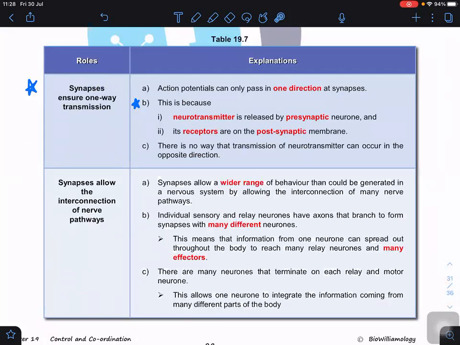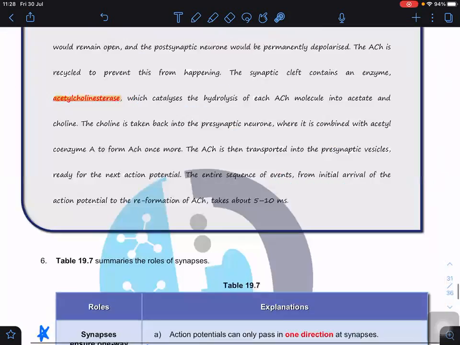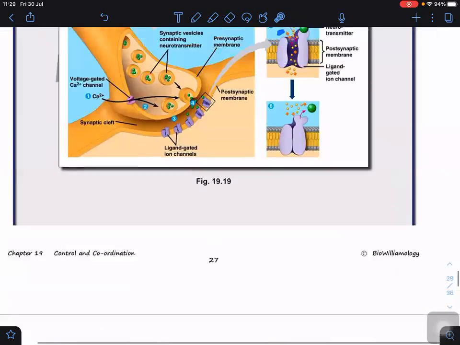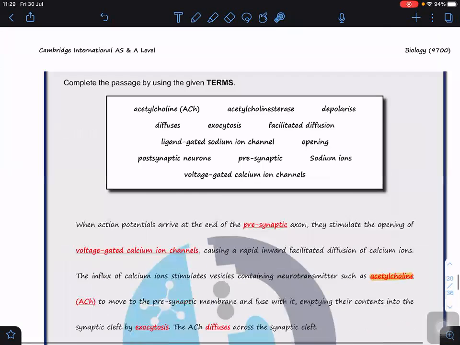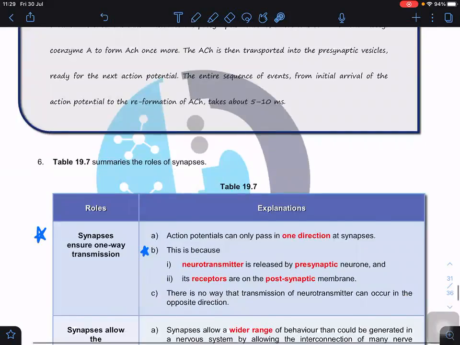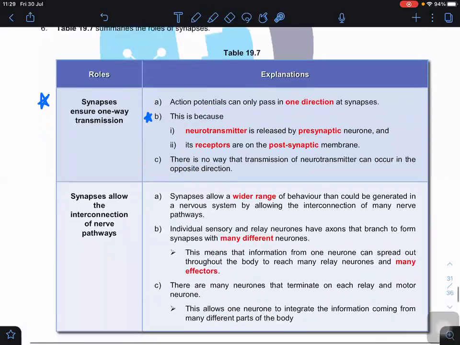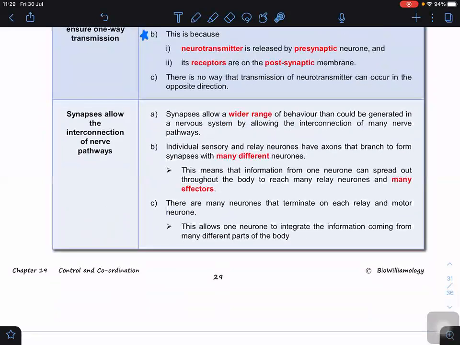So there is no way that transmission of a neuron can occur in the opposite direction, because if you want to go in the opposite direction, you cannot. Why? No neurotransmitter. I want to go here? No, because we don't have the receptor for the neurotransmitter, and also no ligand-gated sodium ion channel. Now, the synapse allows the interconnection of nerve pathways, giving us a wider range of behavior and responses.